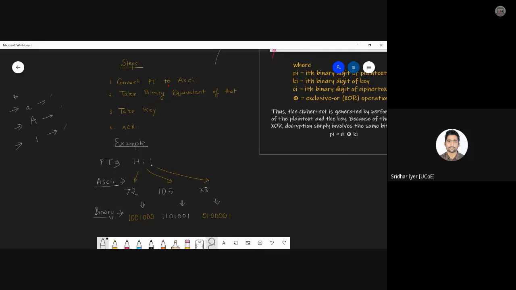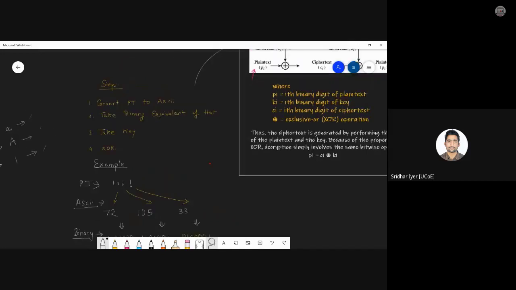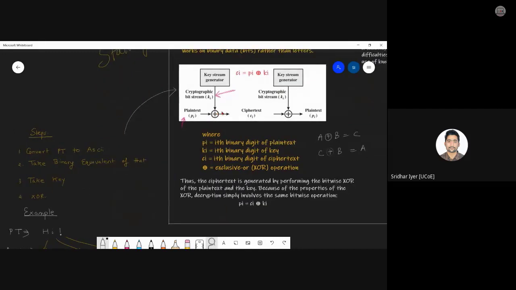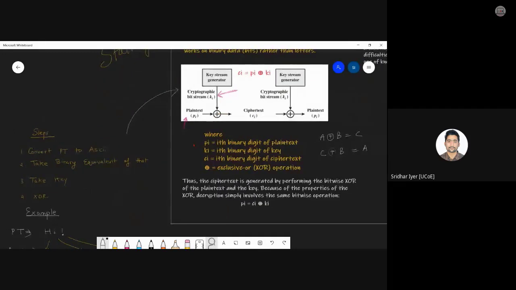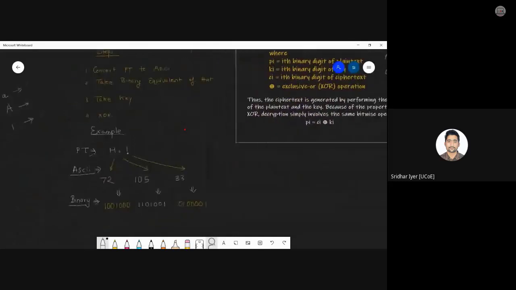Because over here, what we are doing is we are first of all converting the plain text to the ASCII equivalent, and according to the value of the ASCII, we are converting that into binary equivalent. Because this cipher, Vernam cipher, is not working on the decimal equivalence, it is working on the binary equivalence. Clear? So first step is convert the plain text into ASCII. Second step is take the binary equivalent of that ASCII number, and we will get the key.